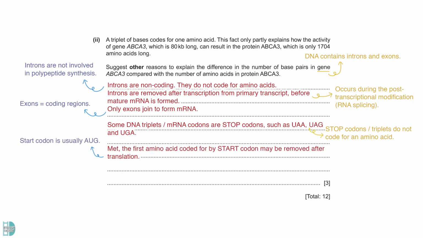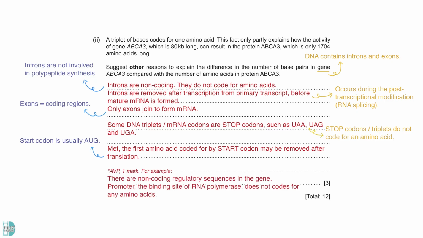Methionine is the first amino acid coded for by the start codon. It is usually removed after translation. The start codon is the first codon in mRNA and is usually AUG. There is a mark for AVP. You can talk about the other non-coding regulatory sequences in DNA which do not code for amino acids. For example, the promoter sequence serves as the binding site for RNA polymerase.